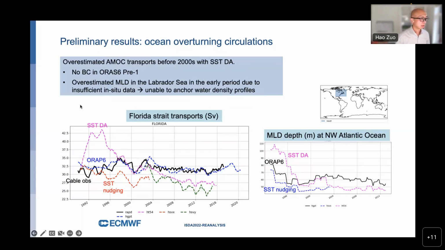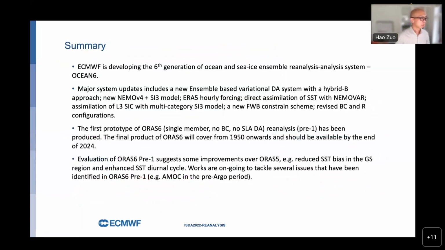And that comes to my last slide, the summary. Basically, we are working very actively on developing the 6th generation ocean and sea ice ensemble analysis. The major system upgrades, as some of them mentioned, are the ensemble-based variational DA with a hybrid B, the new NEMO 4 CS cube model using IFS forcing, direct assimilation of SST, and assimilation of level 3 CIs with the CS cube model. There are a few other components I didn't have time to mention or show any result for. The first prototype has been produced, and it gives us quite reasonable performance. The final product will cover from 1915 onwards.